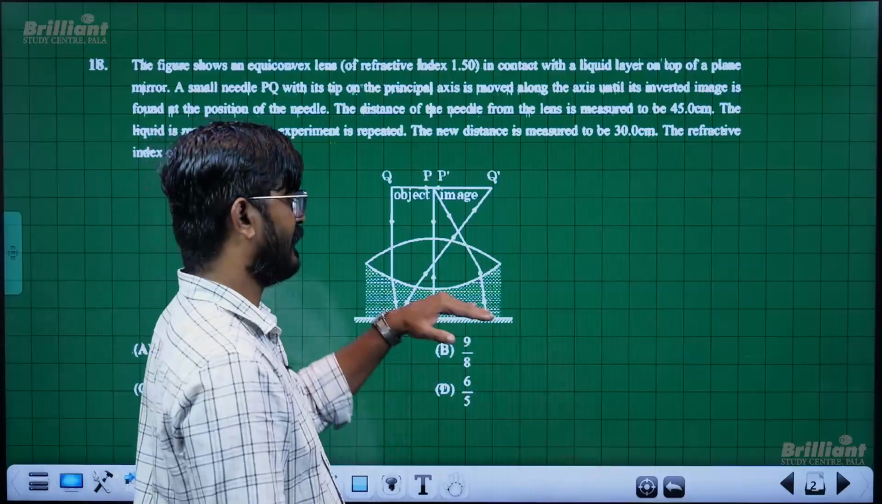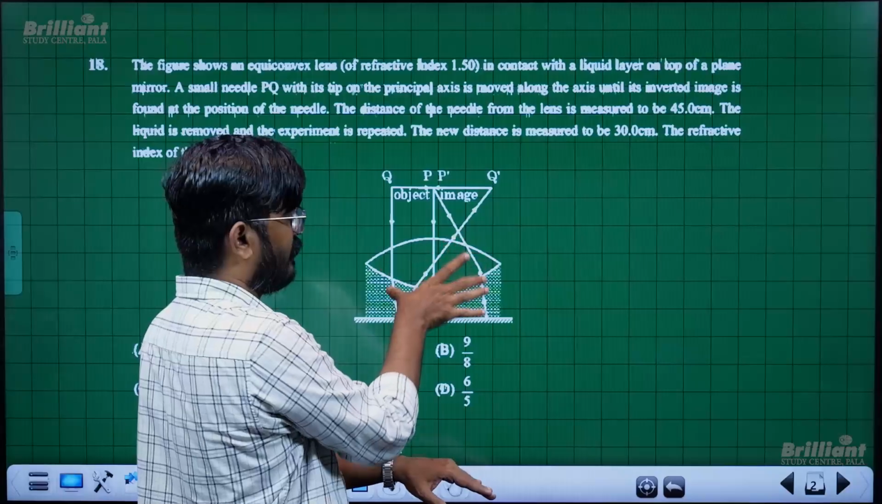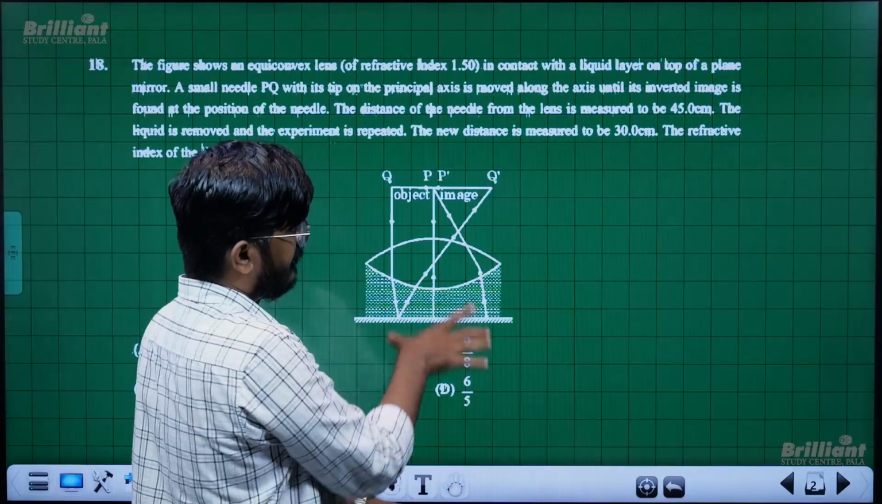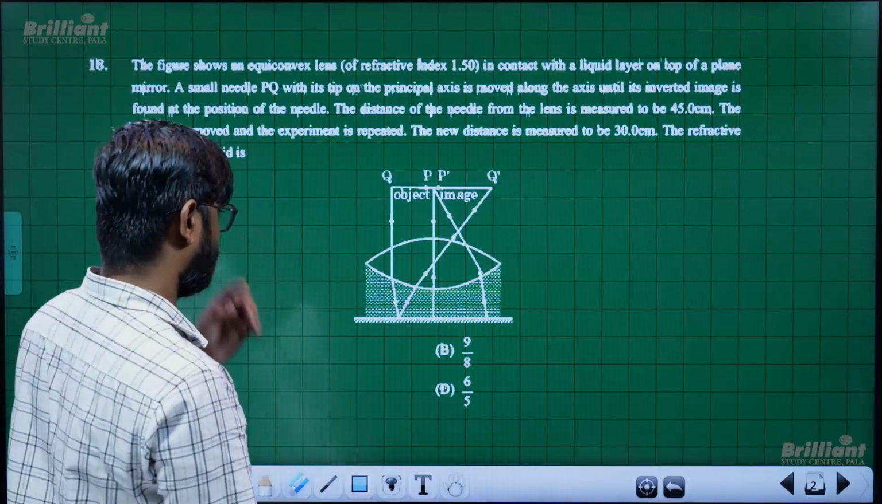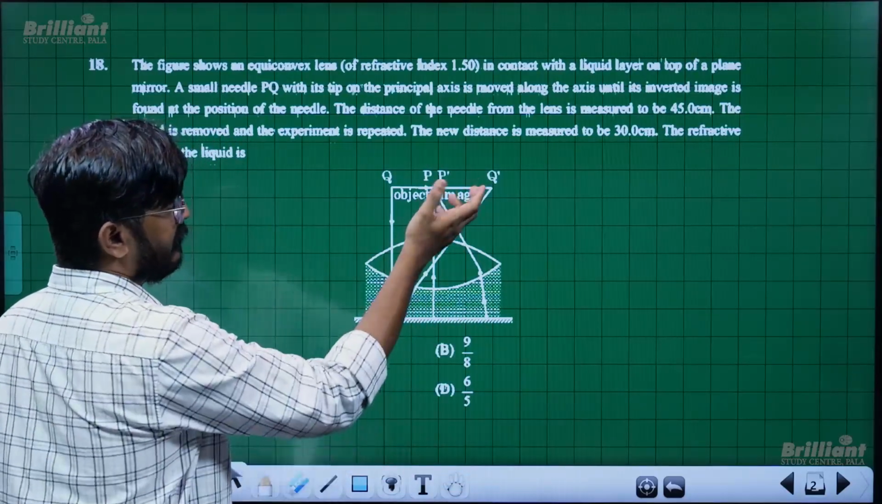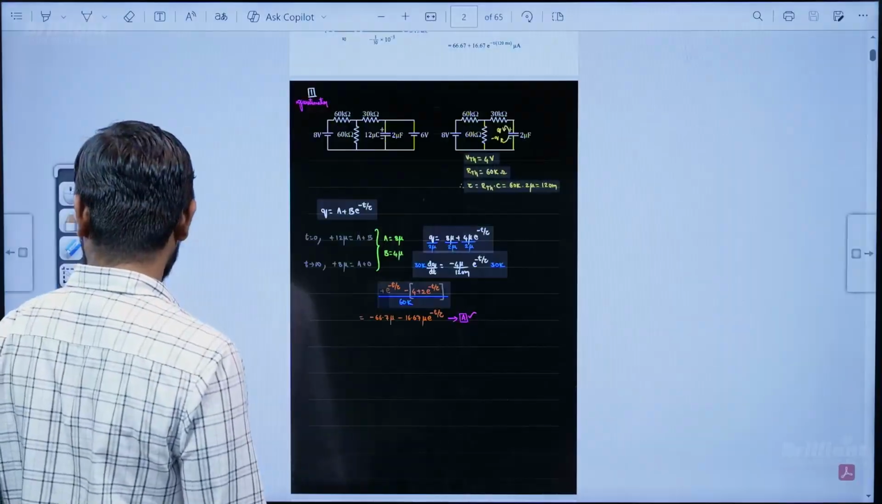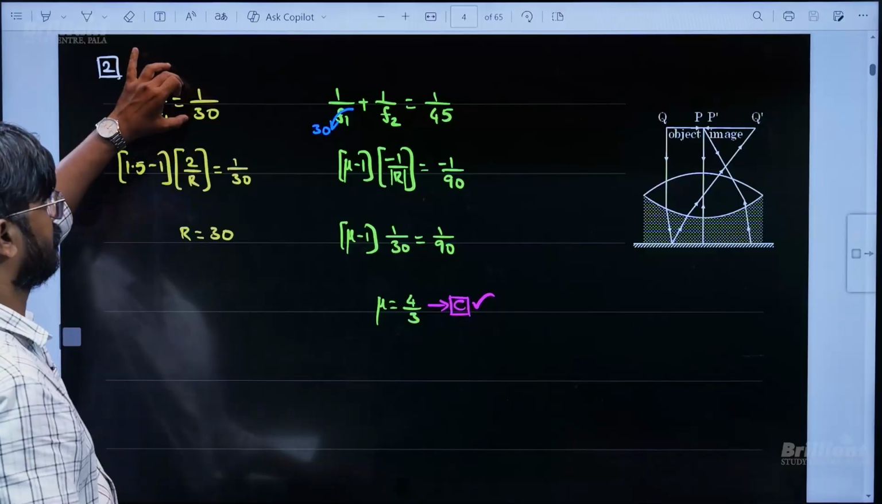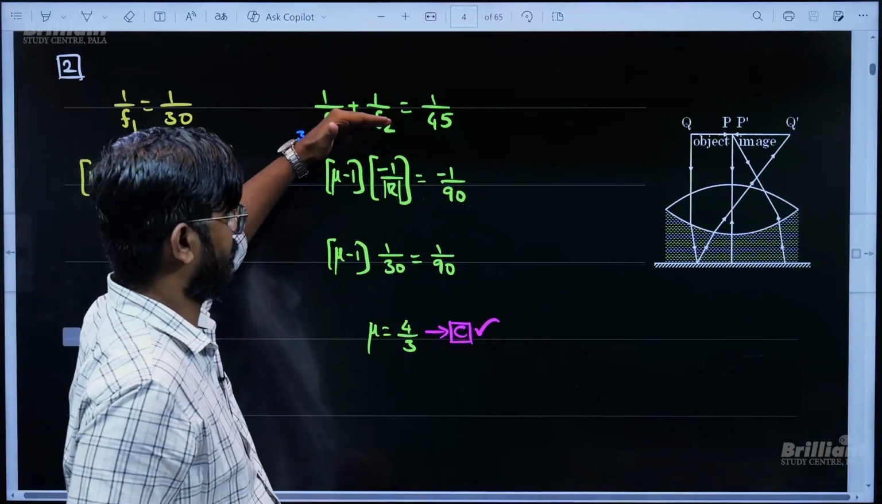Similarly, when you remove the liquid, and assume the mirror is here, the rays will go parallelly and hit the mirror. Or I can say, if I send the rays parallelly, wherever they meet, that is going to be the focus. So in one case, it is going to be the focal length of only the lens, and in the other case, the focal length of the combination: only lens in one case, lens plus liquid in the other.